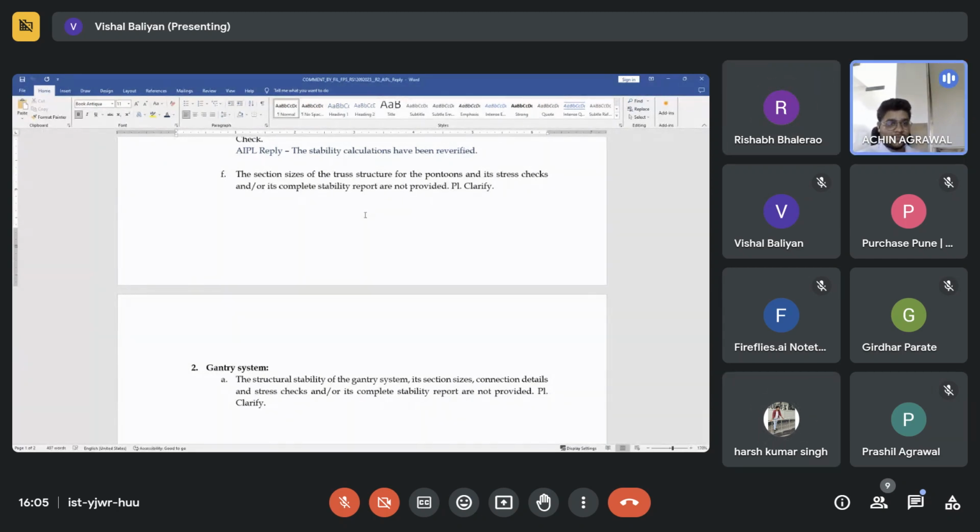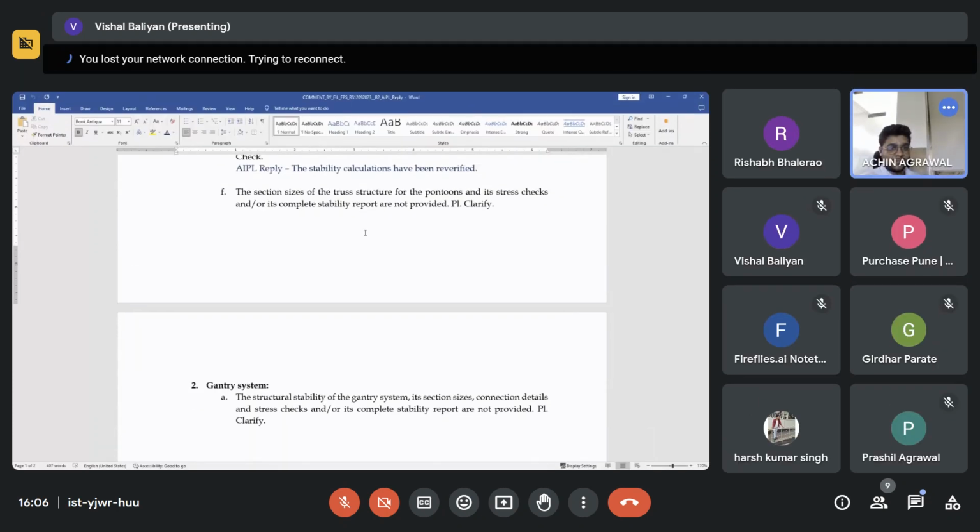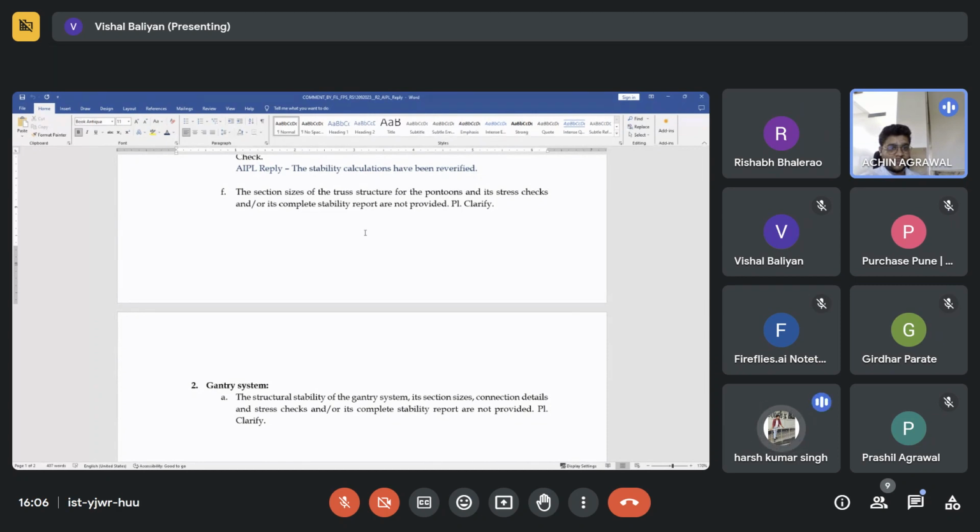No, no, you are absolutely right, Rishabh. We take care of the stability, and the most important part is the structural strength. So we take care of those things. And the second thing is we are ready to provide you third party inspection. All we need is approval from Tejas's side. Other than that, it's all good.